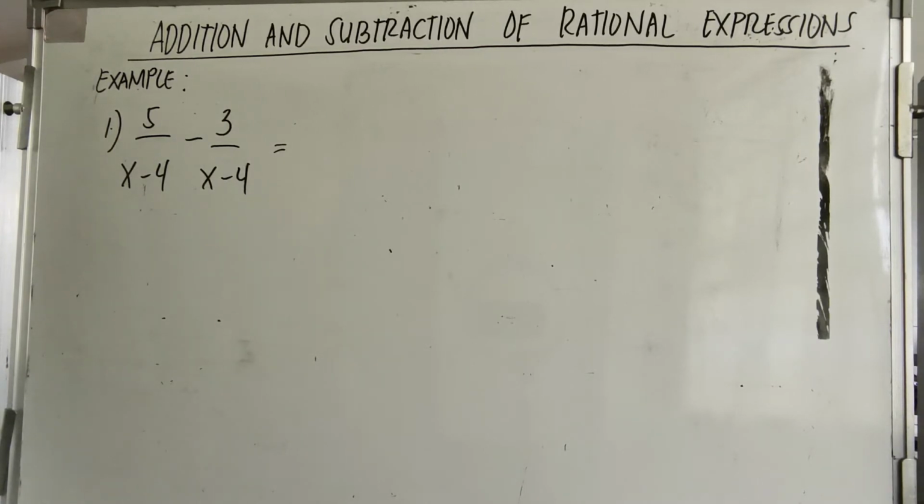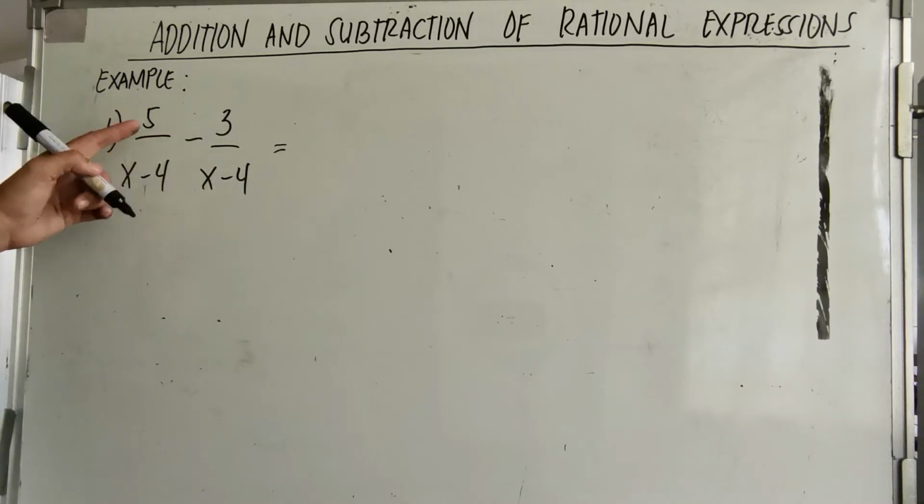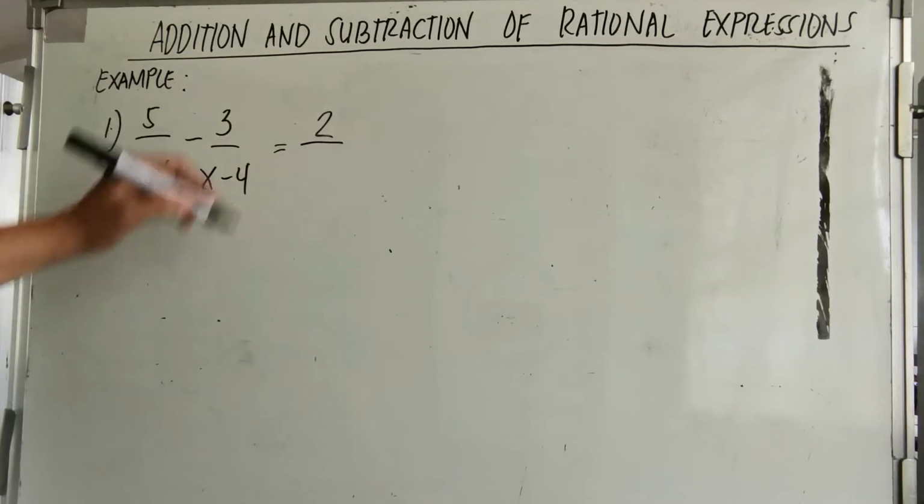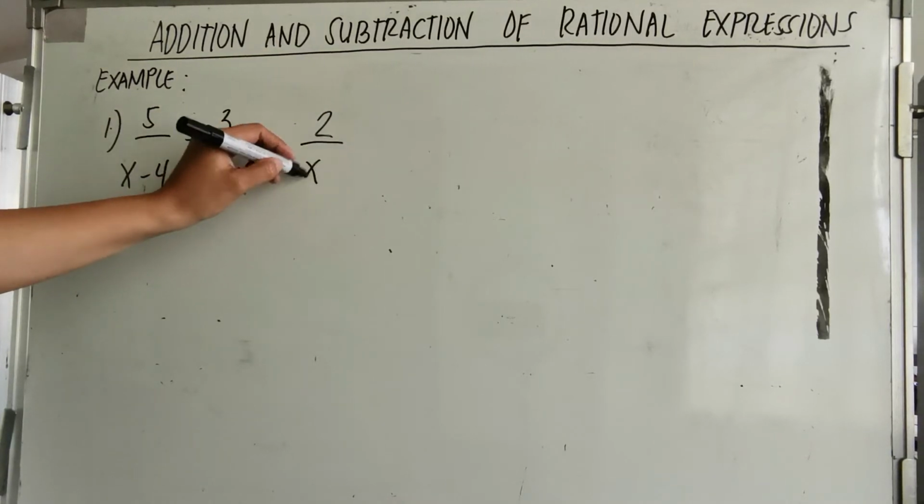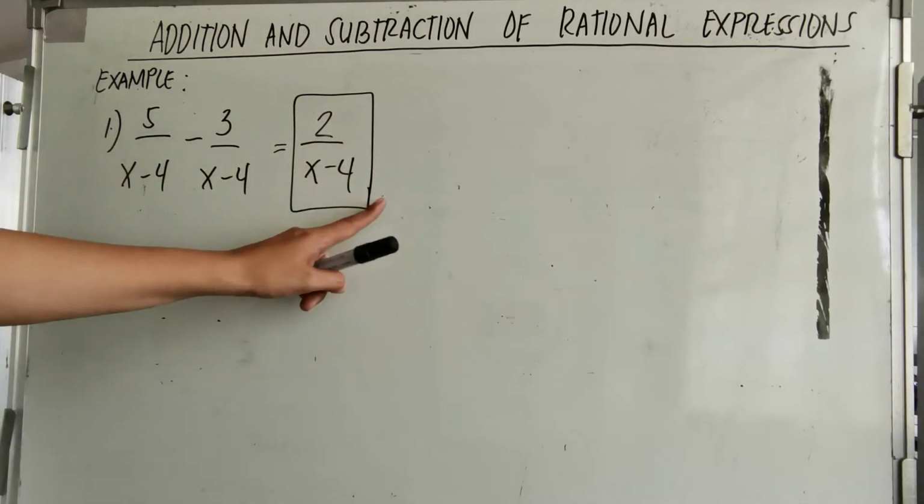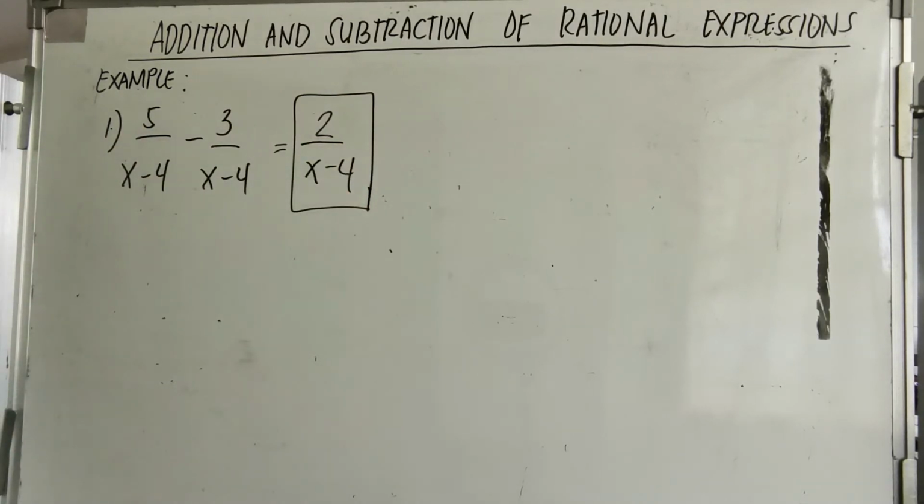So, ibig sabihin, we can simply subtract the given on the numerator. So, we have 5 minus 3 is 2. Then, copy the denominator. Okay? So, yan na kaagad ang ating sagot since wala na siyang lowest term.